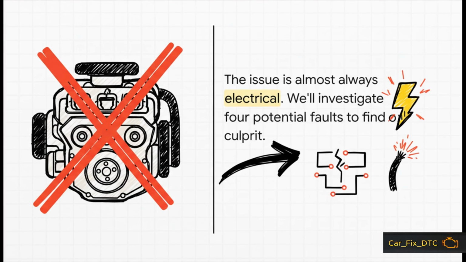Now, here's the thing you really need to know about this code. The source material points us squarely in one direction. The issue is almost always electrical. So put down the heavy wrenches. We're not going to be pulling the engine apart just yet. Instead, we're going to methodically hunt down these 4 possible electrical faults to find our culprit.